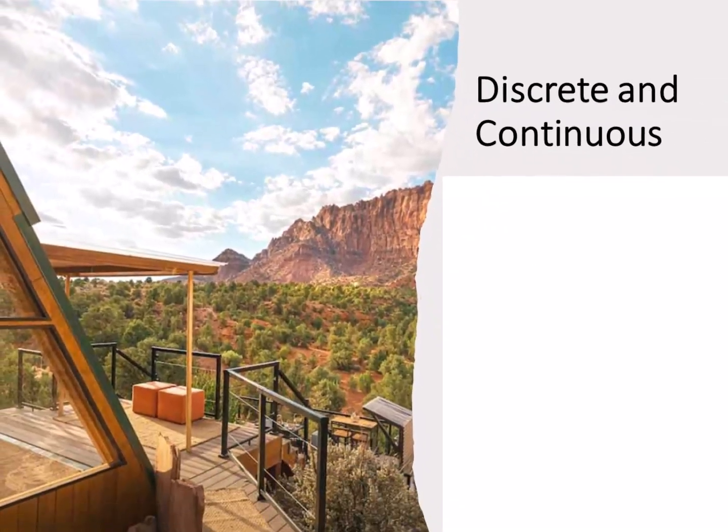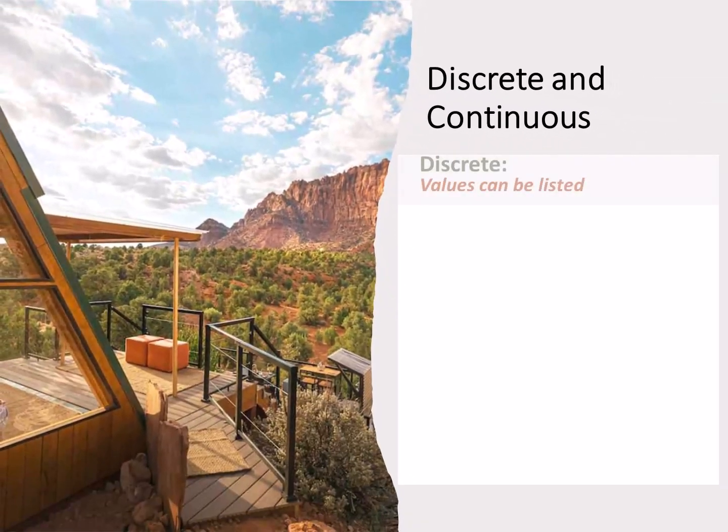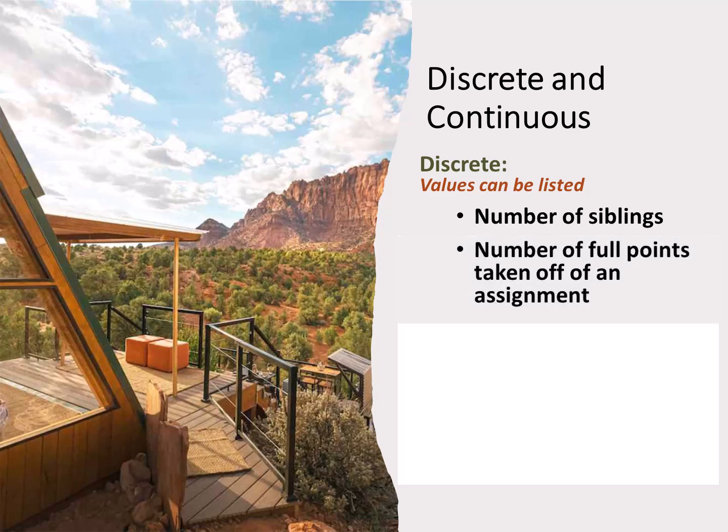Quantitative variables can be divided into discrete or continuous variables. Discrete variables have values that can be listed. For example, the number of siblings a person has is discrete. You can list the possibilities, like 0, 1, 2, 3, or so on. Another example of a discrete variable is the number of full points taken off an assignment.